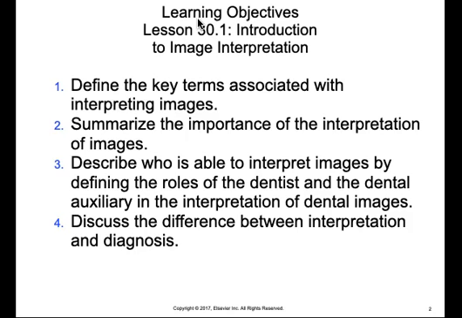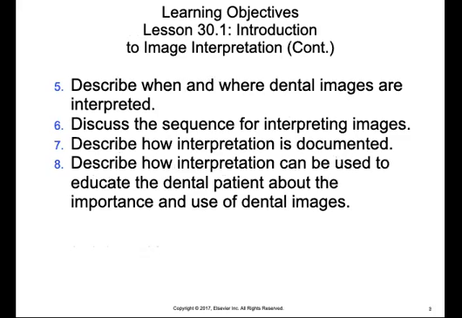Also discuss the differences between interpretation and diagnosis. We'll describe when and where dental images are interpreted. We'll discuss the sequence for interpreting images, describe how interpretation is documented, and how interpretation can be used to educate the dental patient about the importance and use of dental images.